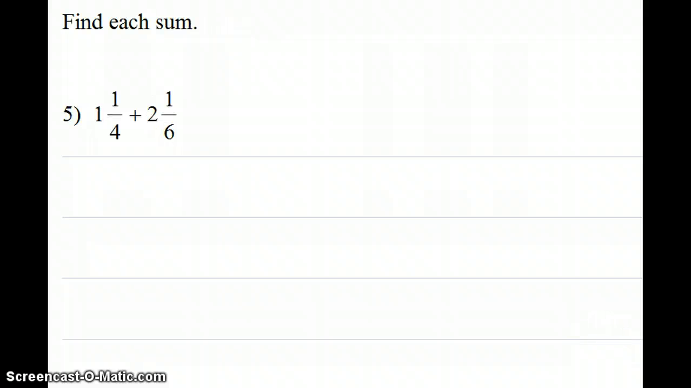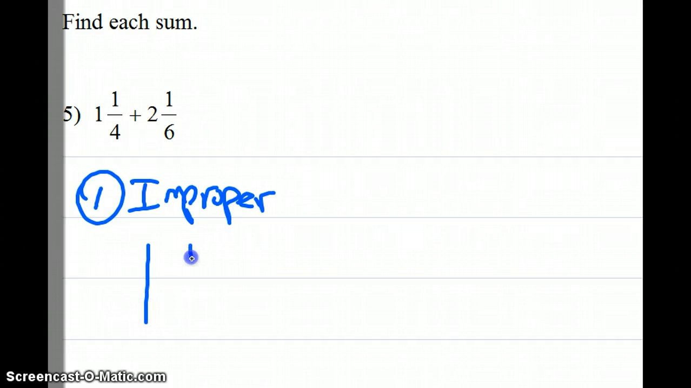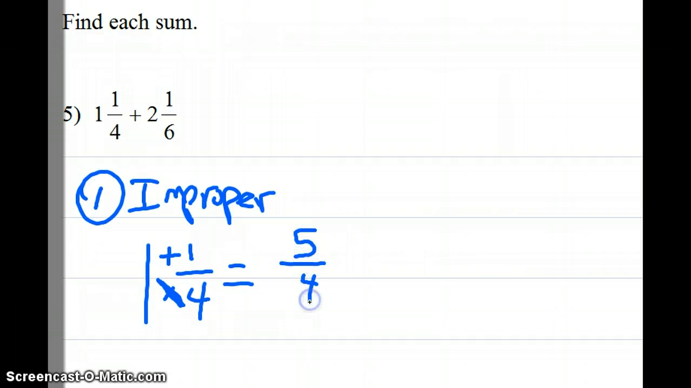Working with mixed numbers and adding, the first step is that we must change to improper fractions first. So improper fractions, what do we do when we have a big number and a fraction? To change to improper, we multiply these numbers together and add the numerator. So 1 times 4 is 4, plus 1 would give us 5/4.